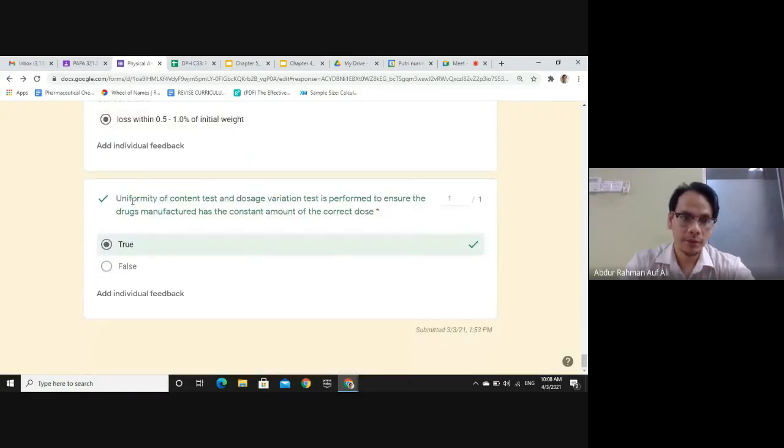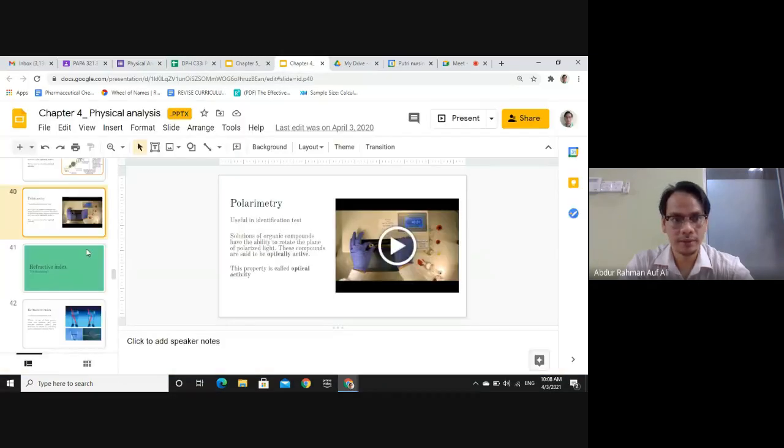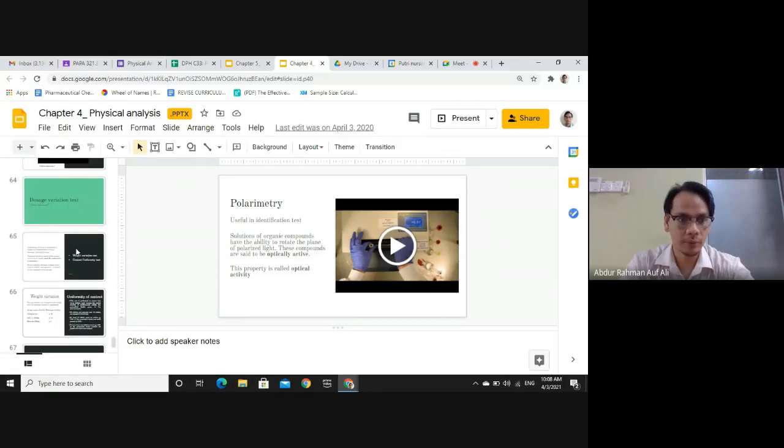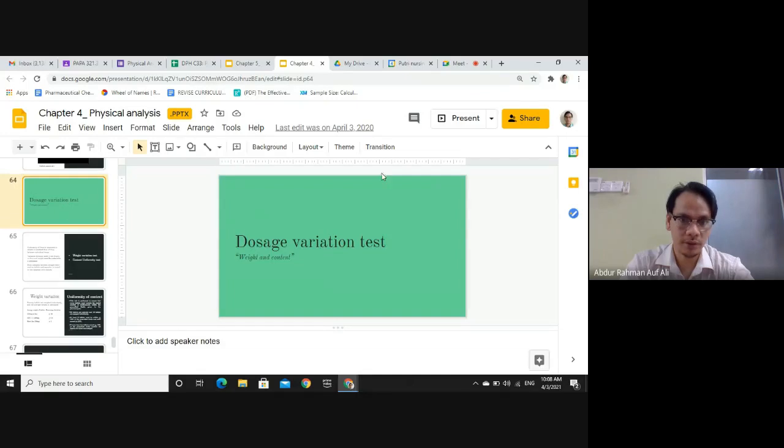Okay, last question. Uniformity of content test and dosage variation test is performed to ensure the drugs manufactured has the constant amount of the correct dose. Okay, so this is the last test yang ada dalam lecture note. Uniformity of content ataupun dosage variation test.